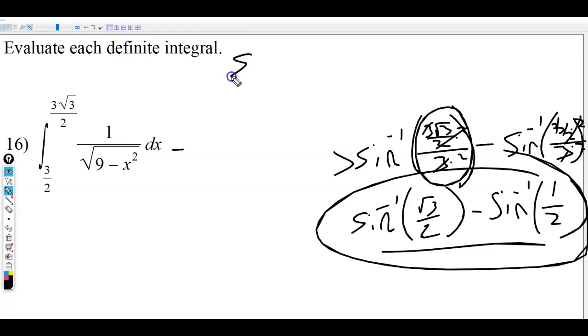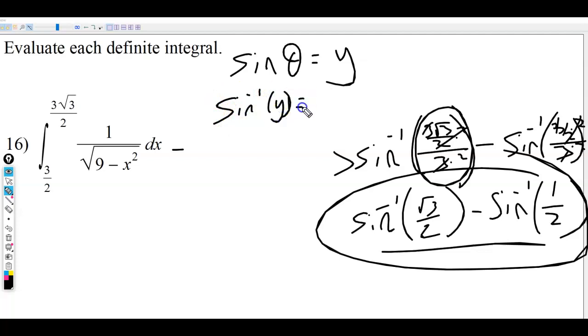All right, well, first of all, I want you guys to know this, that sine of theta equals, we'll just say y. So if sine of theta equals y, then arc sine of y equals theta. And my point in telling you this is that the y coordinate is what you get whenever you plug an angle into sine. So in this case, this is the y coordinate, and what we want to know is what's the angle that goes with that.